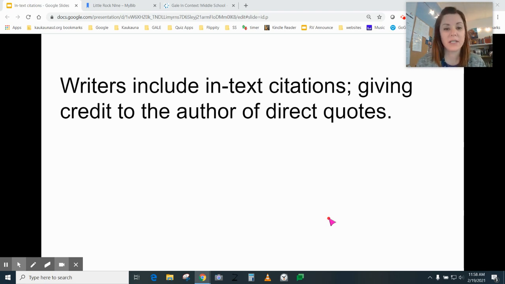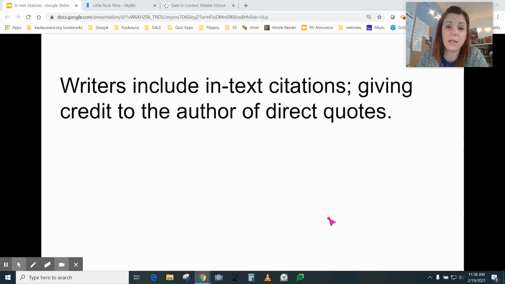Writers include in-text citations, giving credit to the author of direct quotes. So we're currently working on an inform, explain essay. When we include a direct quote in an inform, explain essay, we need to make sure that we include an in-text citation as well.